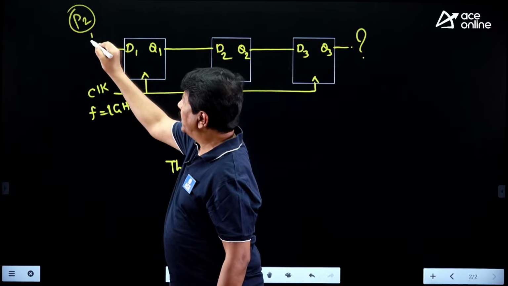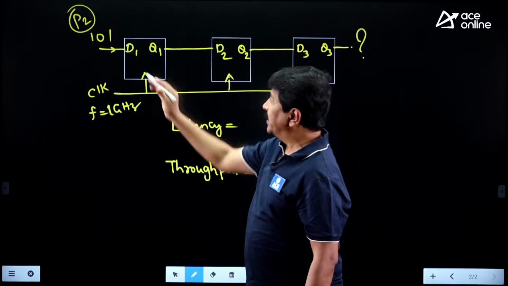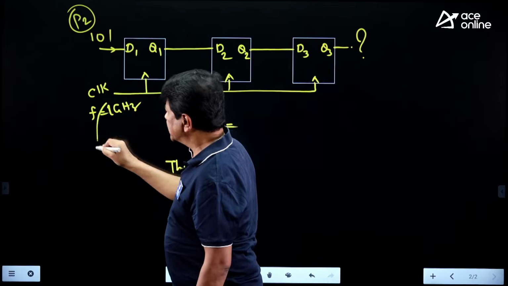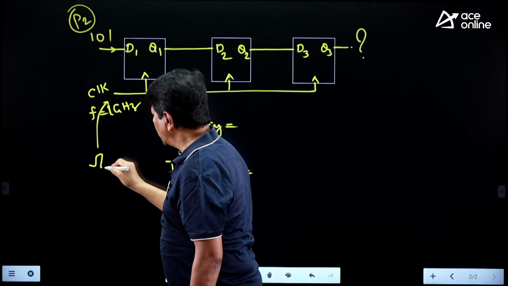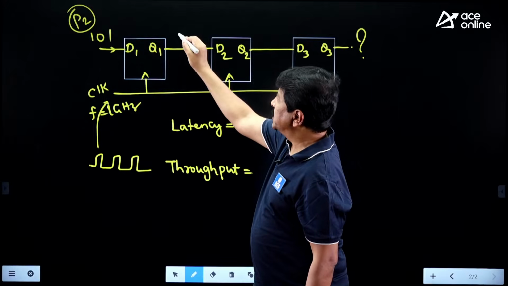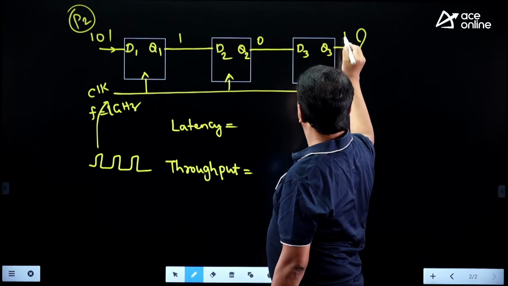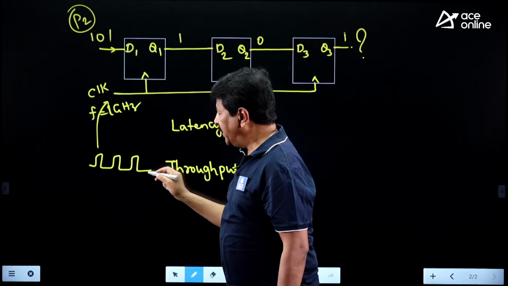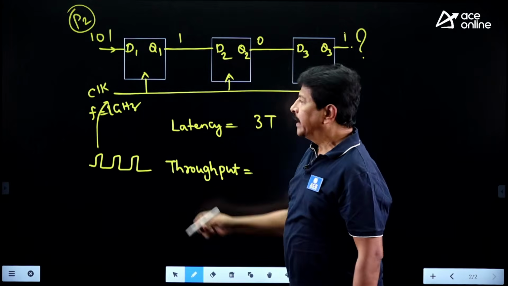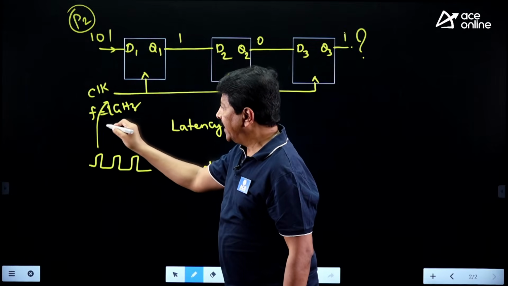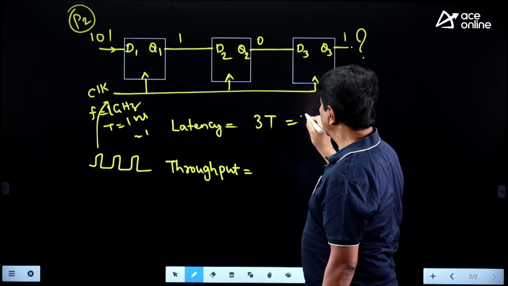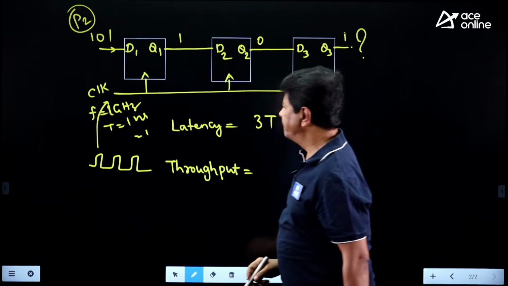Suppose I want to fill 101. For this value to reach Q1, Q2 and Q3, I need to apply 3 clock pulses. That is, after 3 clock pulses, this will be 1, this will be 0 and this will be 1. So the time taken for this is 3t. And the clock frequency is given as 1 gigahertz, that means t equals 1 nanosecond.